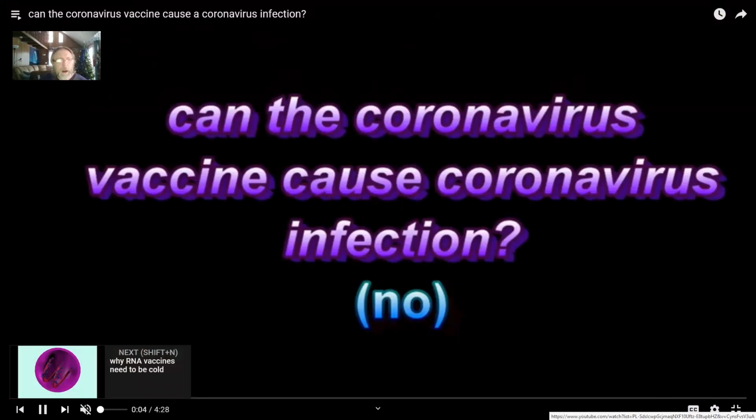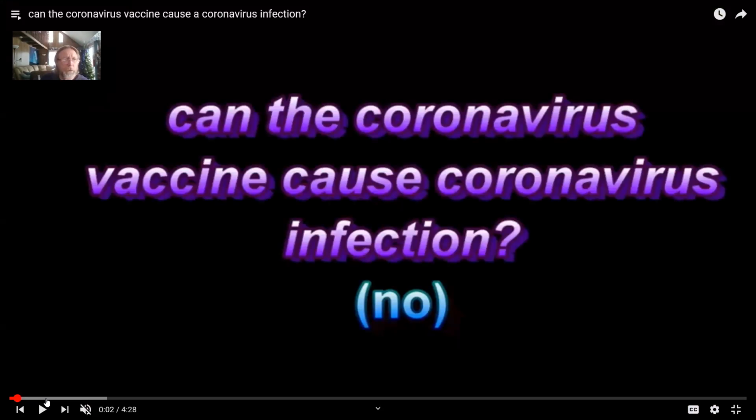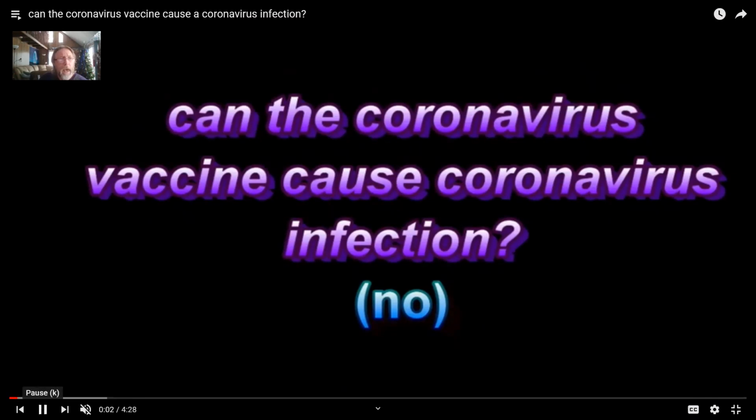All right. Now, because this is so new, obviously, we don't understand everything we could about it, and lots of people would have questions. So, for example, can the coronavirus vaccine cause a coronavirus infection? I mean, wasn't it true that some people would actually get polio after getting the polio vaccine? So the answer is no.